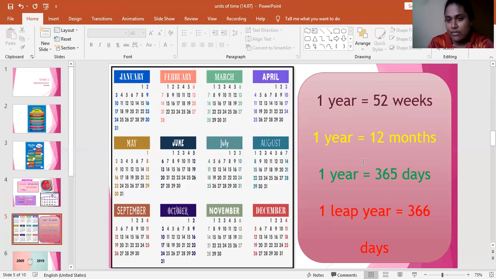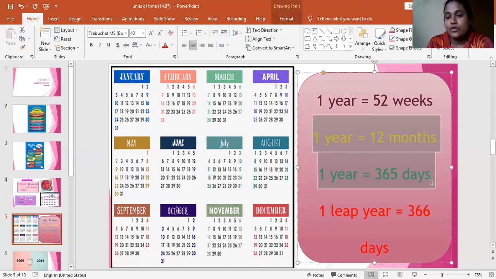And there are 12 months for the year. And we say 365 days are there for 1 year. If we count all the dates together, it is 365 days for the year. You should remember these two things: 12 months equal 1 year, and 365 days also equals 1 year.